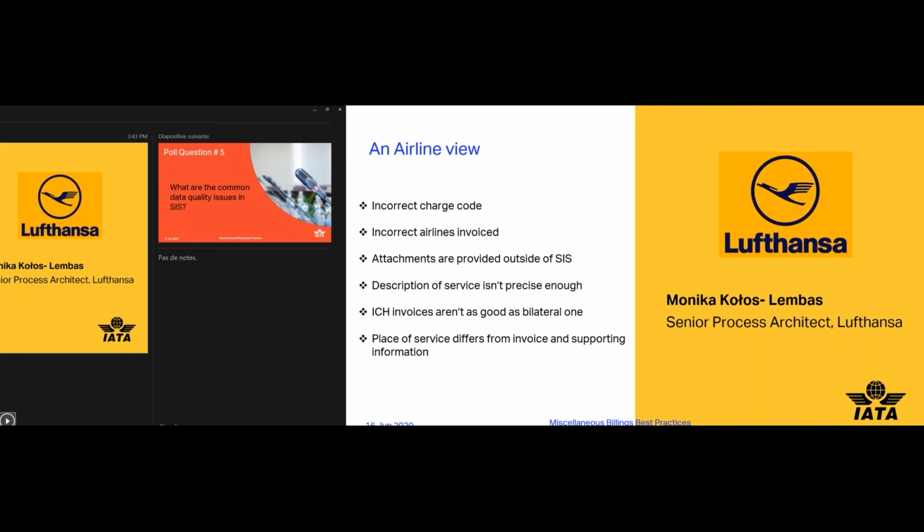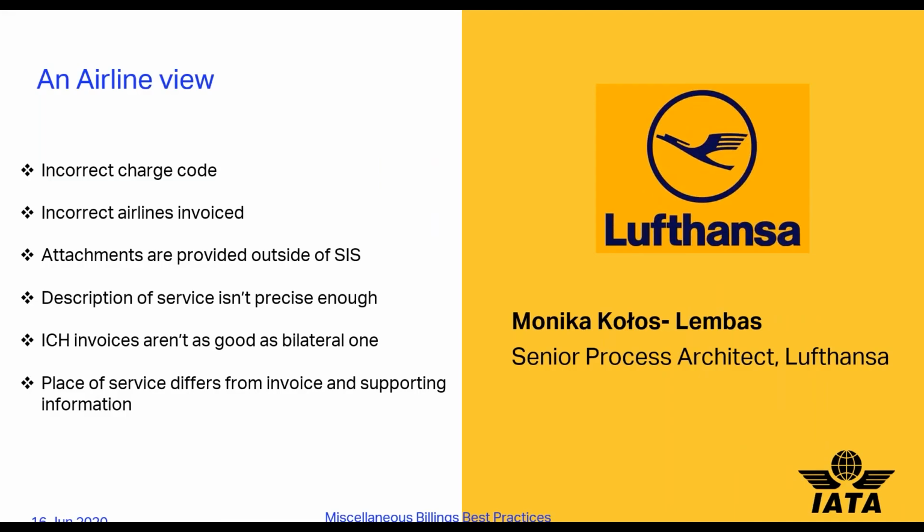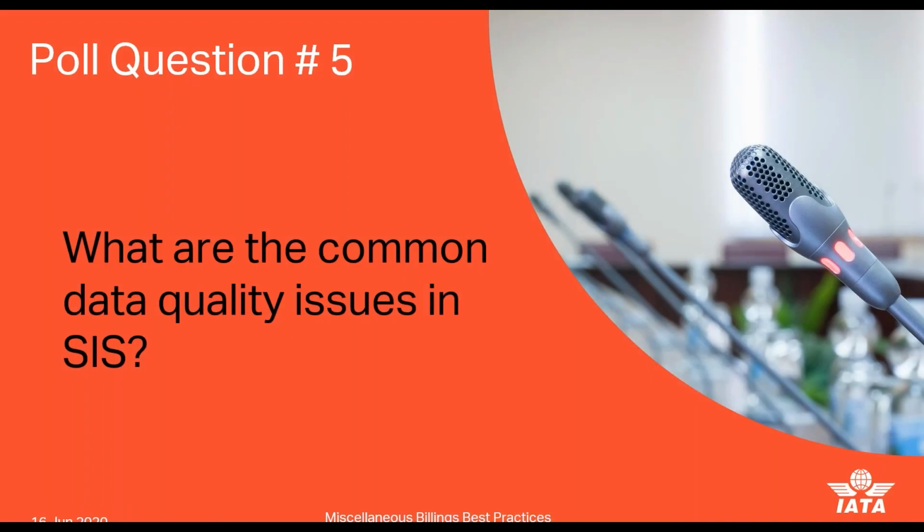So it's very important to get the airline view, because on my IATA side, we just see the people complaining, but we didn't always understand the consequence. And you see that when you have a system that is talking to another system, data quality is key to ensure a good process. So let's move to the poll.